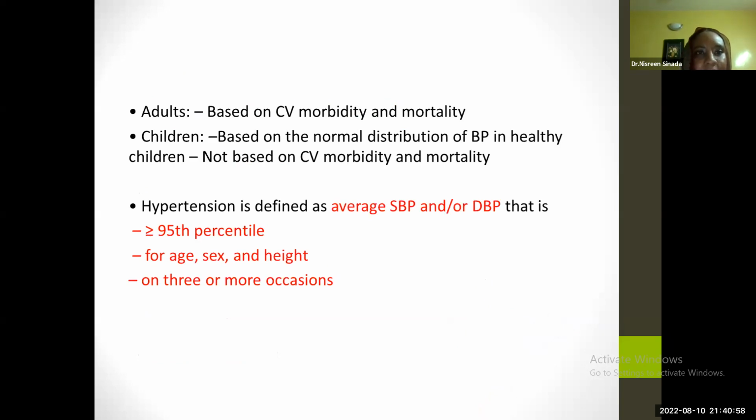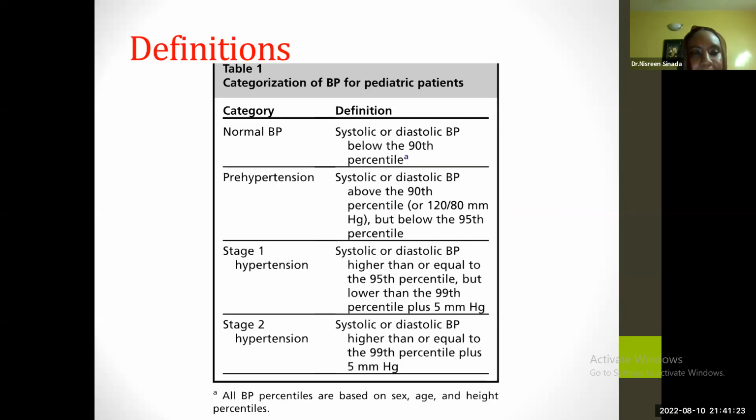The definition: hypertension is based on cardiovascular morbidity and mortality in adults. And in children, it is based on the normal distribution of blood pressure in healthy children, not based on cardiovascular morbidity and mortality. And hypertension is defined by average systolic blood pressure and diastolic blood pressure that is 95th percentile or more for age, sex, and height on 3 or more occasions. This is the definition of the fourth report in 2004.